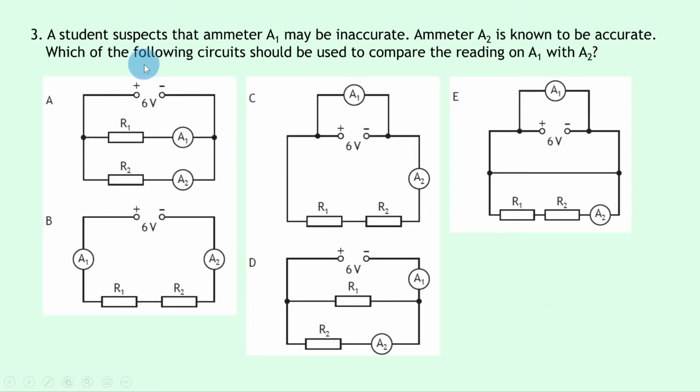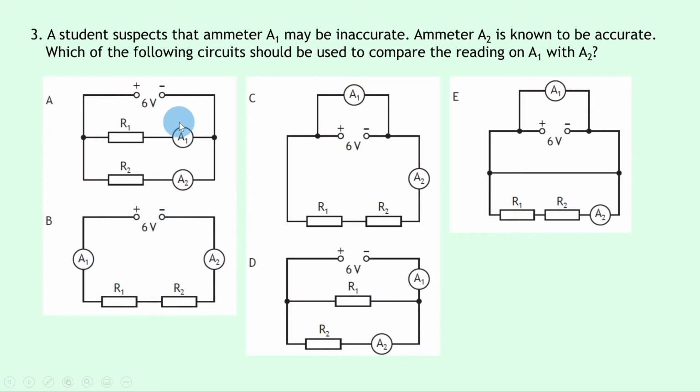Question 3 says that a student suspects that ammeter A1 may be inaccurate. Ammeter A2 is known to be accurate. Which of the following circuits should be used to compare the reading on A1 with A2? Well, if we know that A2 is getting an accurate reading of current, but A1 might be inaccurate and you want to check it and compare it with A2, then you need to make sure that ammeters A1 and A2 are going to be measuring the same current. So the only way to do that is to ensure that ammeters A1 and A2 are on the same path.